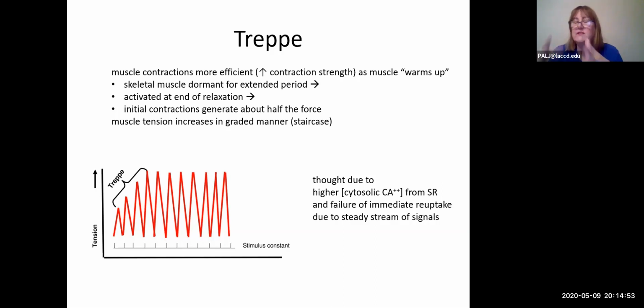And the whole physiological reasoning for this has to do with the fact that, as we go along, when we get the stimulus, we're releasing calcium from the sarcoplasmic reticulum, but it's not immediately taken back up.